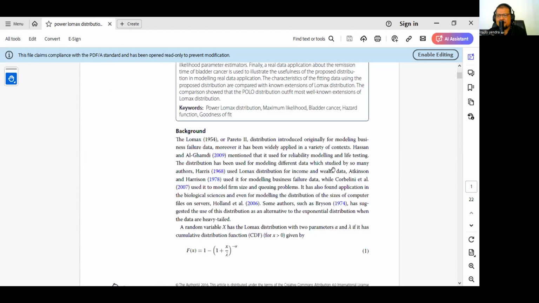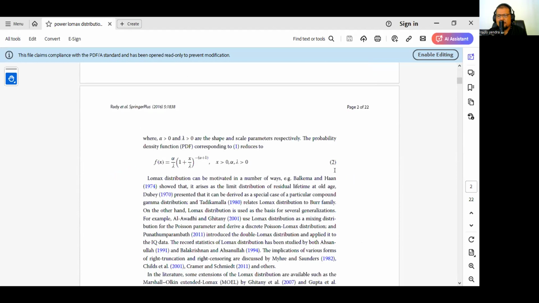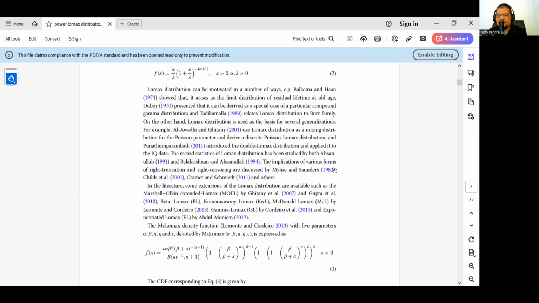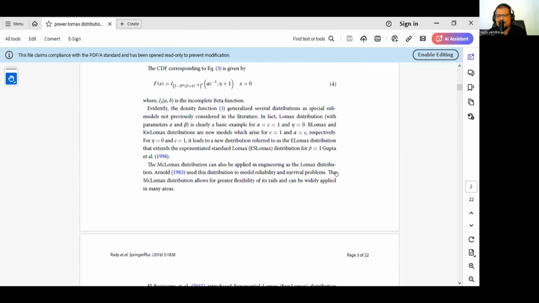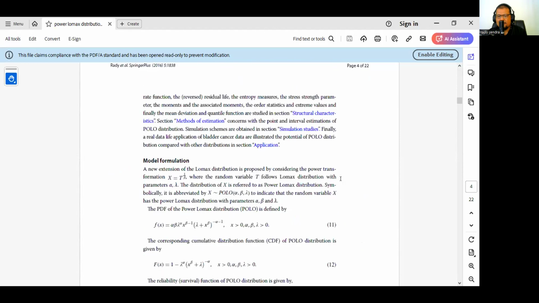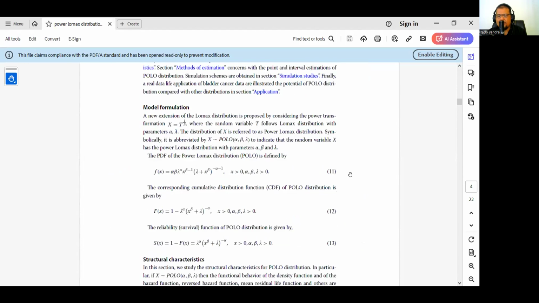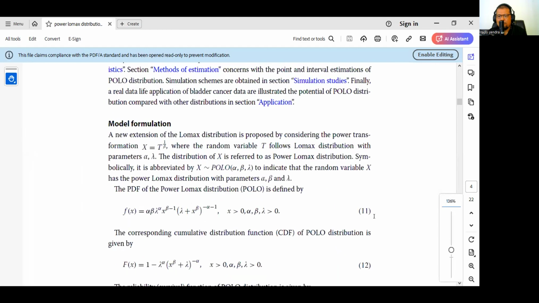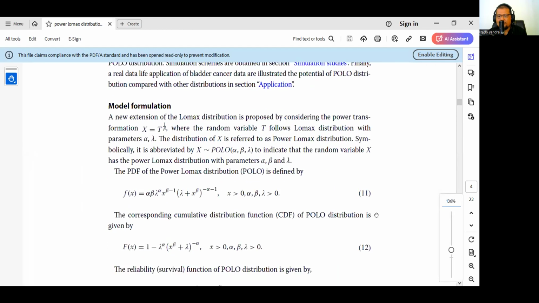In this research article, we can find the density function in equation 11. In equation 11, we can find the density function with three parameters: alpha, beta, and lambda. And then we can find the cumulative distribution function in equation 12.